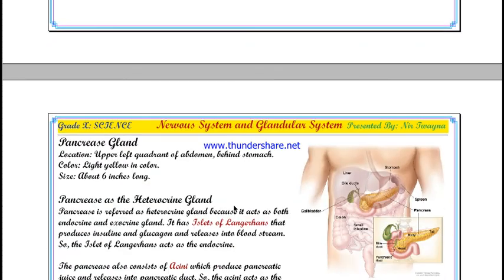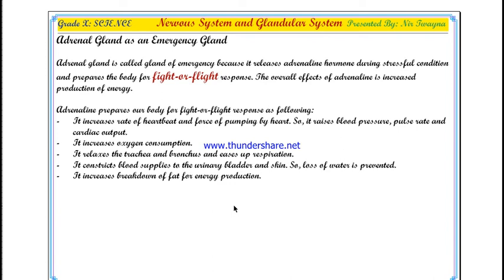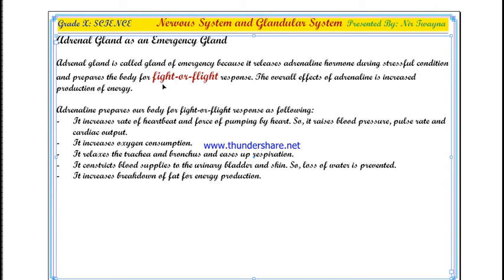Let us see this adrenal gland. Let us justify adrenal gland as an emergency gland. This we have already discussed. Adrenal gland is called gland of emergency because it releases adrenaline hormone during stressful conditions and prepares the body for fight or flight response. Remember this term, fight or flight. In an emergency situation, when you are facing a dangerous situation, either you have to fight or you have to flight. In both conditions, you need a very high amount of energy.